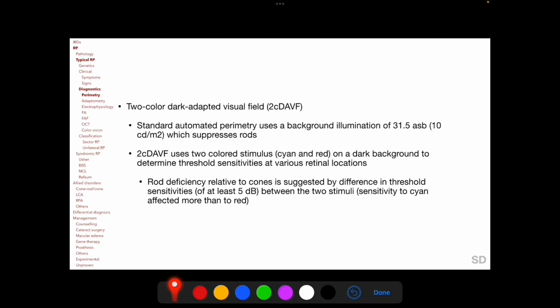There is another method of perimetry called two-colored dark adapted visual field testing, or 2C-DAVF, which can isolate responses of rod photoreceptors from responses of the cones. As we have mentioned, standard automated perimetry uses a bright background illumination of 31.5 apostilbs, which suppresses rods and evaluates only cone function, but 2C-DAVF uses two colored stimuli, a cyan stimulus and a red stimulus, on a dark background to determine threshold sensitivities at various retinal locations, and rod deficiency relative to cones is suggested by difference in threshold sensitivities between the two stimuli in the same locations within the visual field.